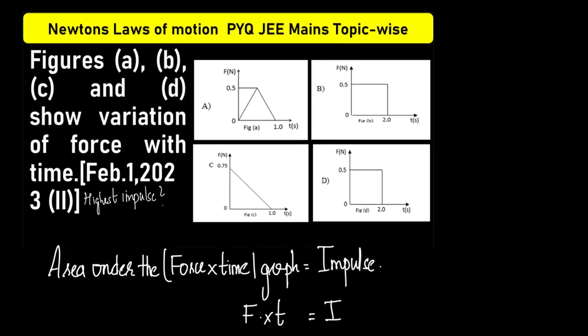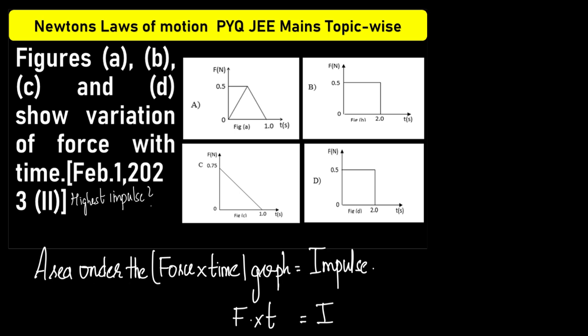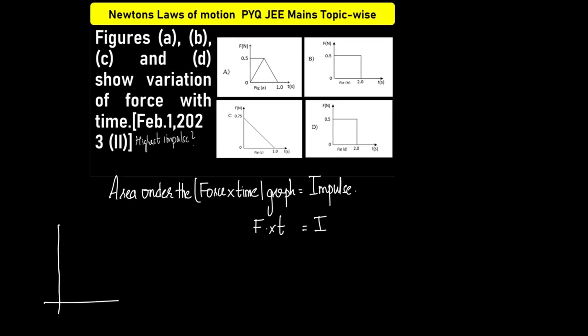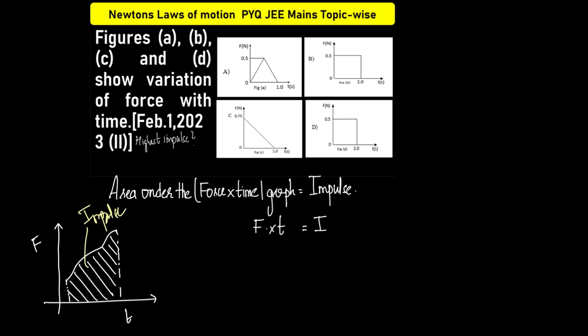So we know what is the concept here. The concept is that area under the force-time graph is actually impulse, right? So impulse is actually the area under the force-time graph. What does it mean? It means that if you have a graph like this, and this is force, this is time, being y and x axis respectively, then the area under this graph will give you the value of impulse, right? So impulse I or J is equal to F dot t, and this also is equal to change in momentum.